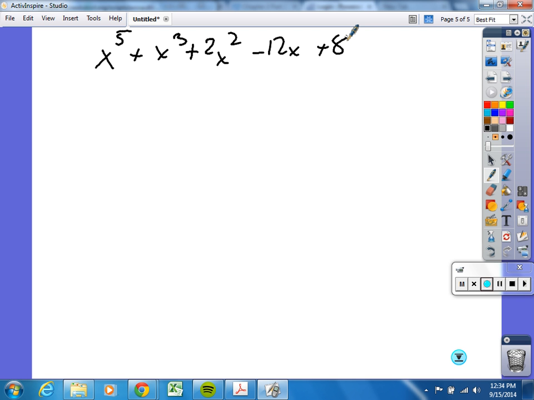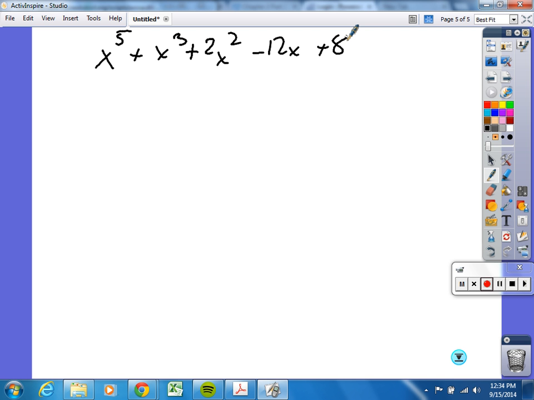Okay, x to the fifth plus x cubed plus 2x squared minus 12x plus 8. Have I taught you how to solve anything with x to the fifth? Have I ever showed you how to find those? Nope, I haven't. Besides using your calculator to find the zeros where it crosses the x-axis, that's a way, right? But on the test, I will be asking you to find the zeros.